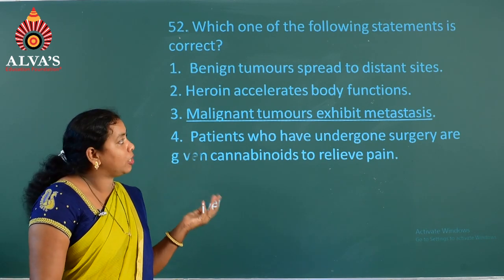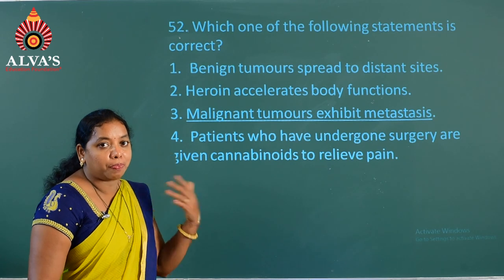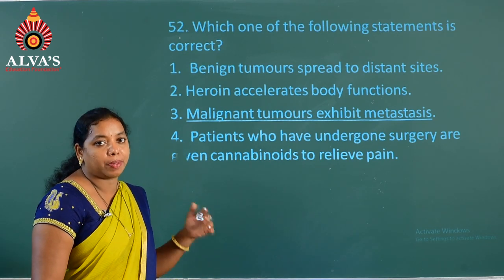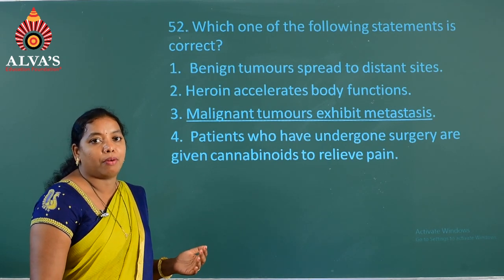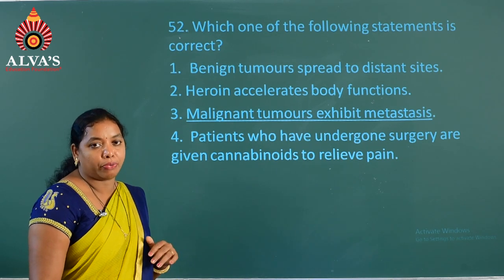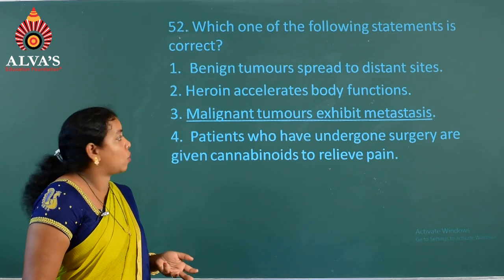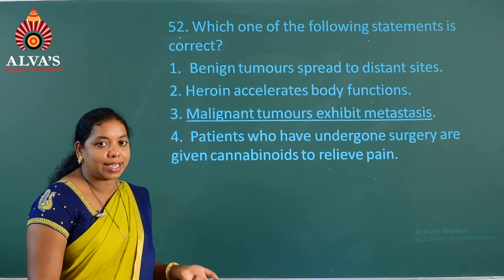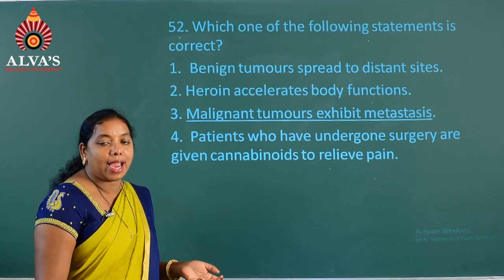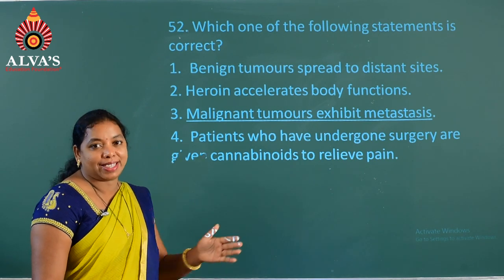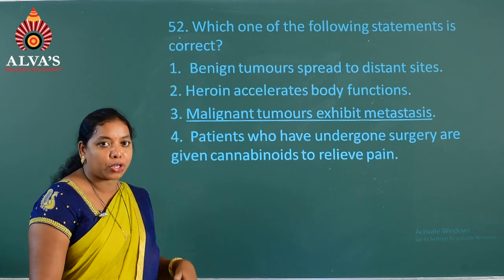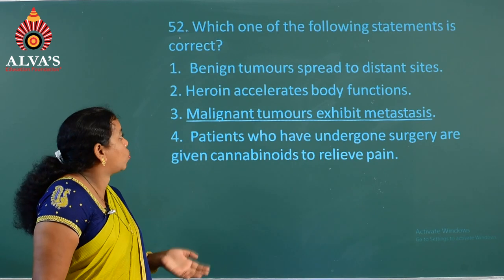The first one, benign tumors spread to distant sites. It is wrong, because benign tumors will not spread. They are confined to the region of origin, whereas malignant tumors spread. That is why the first one is wrong. Second one, heroin accelerates body functions. Heroin acts like a depressant drug, so it slows down body functions. That is why the second one is also wrong.